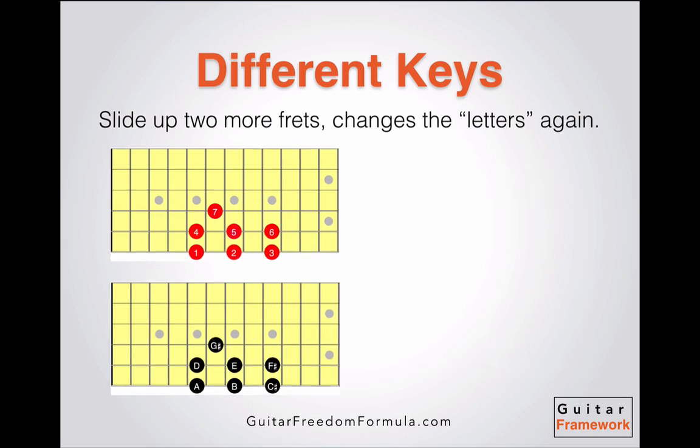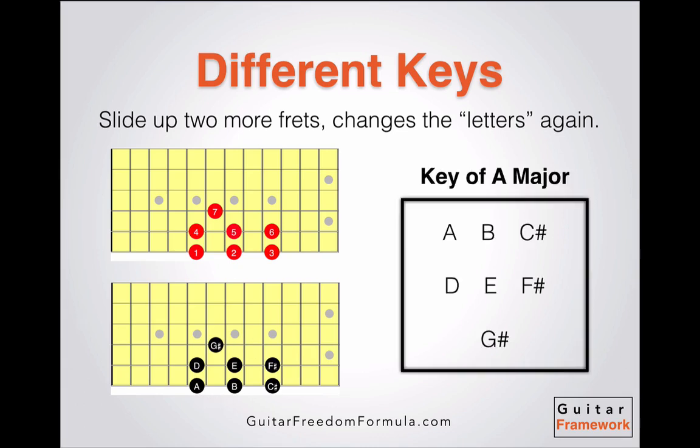If we slide up 2 more frets, same thing happens. All of the numbers are exactly the same. The scale pattern is exactly the same. The numbers are in exactly the same place. But again, the notes change. The letter notes are different now. Okay? So now we would be in the key of A major because we started on A and we're playing the major scale. So we're in the key of A major.